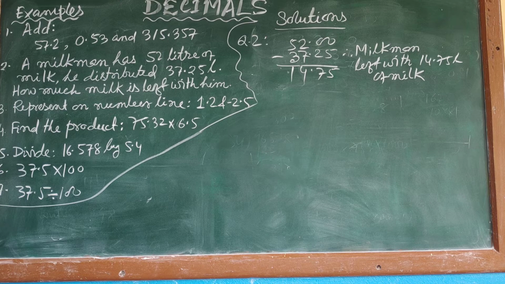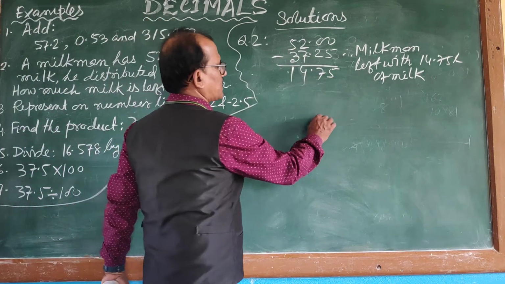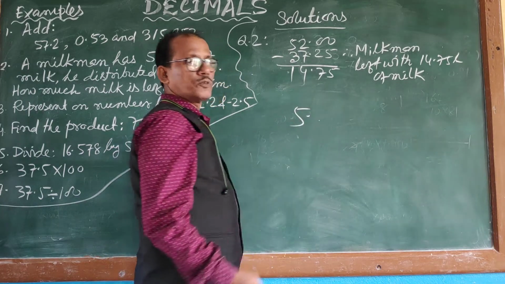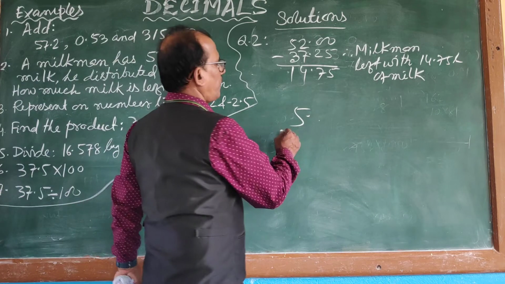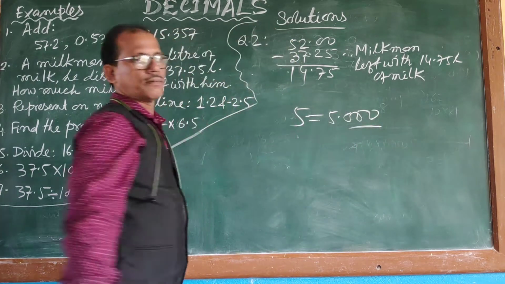Could you understand? So you have to place the point first on the right side of any whole number. 5 means 5 point. Now suppose you have to make 3 decimal places. 5 is equal to 5.000, with 3 decimal places.